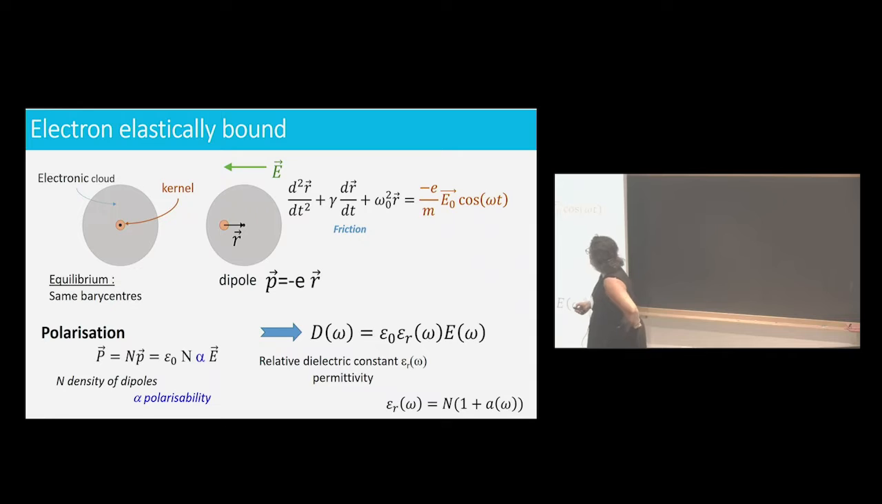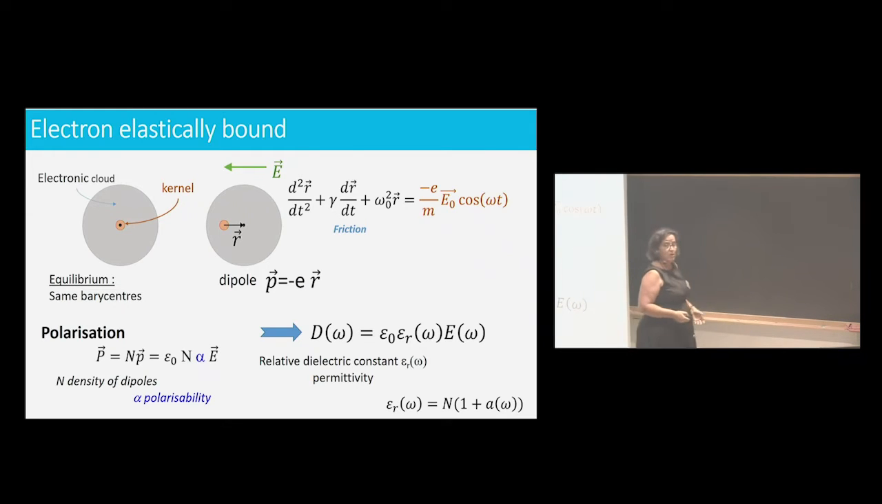Yes, here. So you suppose here that you have an atom with a kernel and an electronic cloud. You apply a field like this, and because of this field, you have a displacement of the electronic cloud. That means that the barycenter of the positive and negative charge is not at the same place. So you create a dipole.